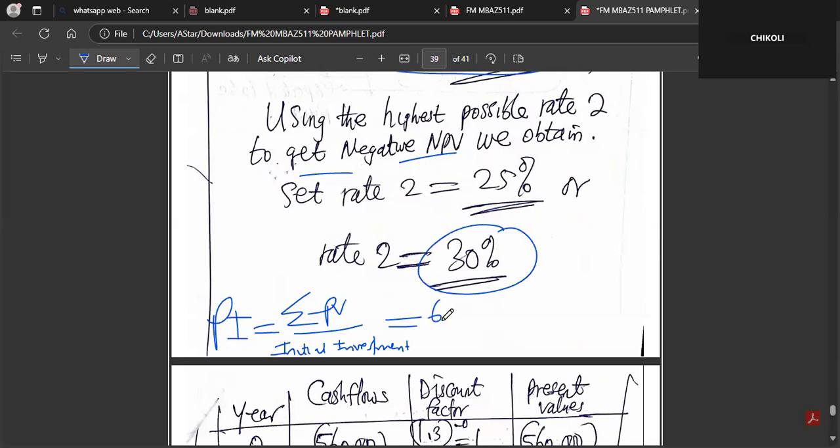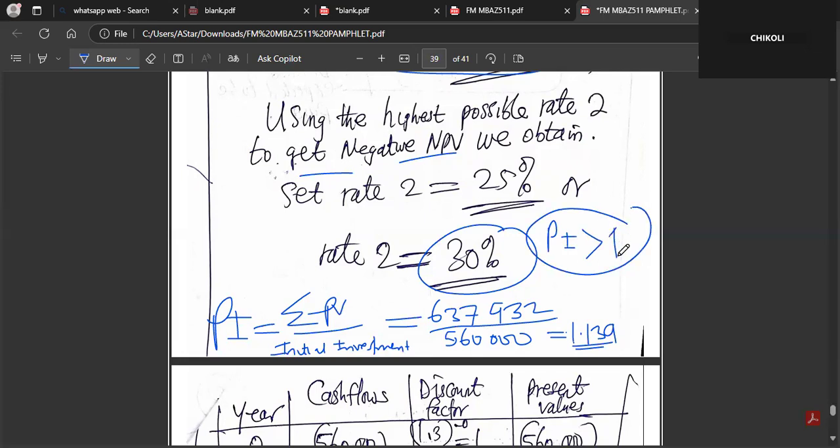The answer is giving me 637,932. Then divide by how much we invested, which was 560,000. So what are we getting? Dividing by 560,000, you're getting 1.139. I told you to accept the project if PI is greater than 1. Otherwise, reject the project. You get my point? All right, so this is what we go for.